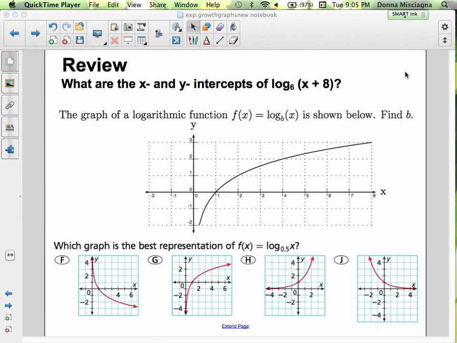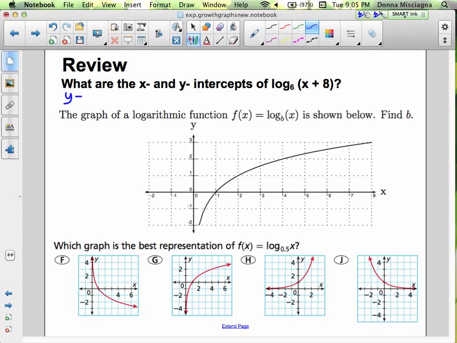All right, so what are the x and y intercepts of log base 6 of x plus 8? All right, so x and y intercept. So let's, for instance, do the y-intercept first. Right, you plug in 0 for x.